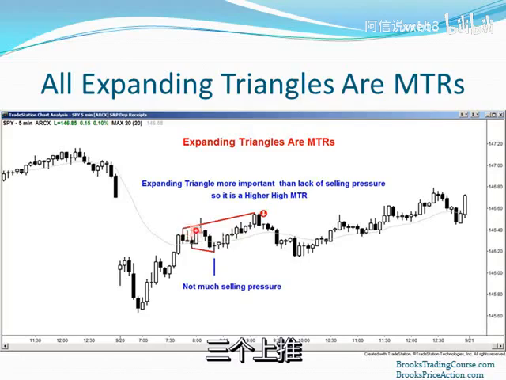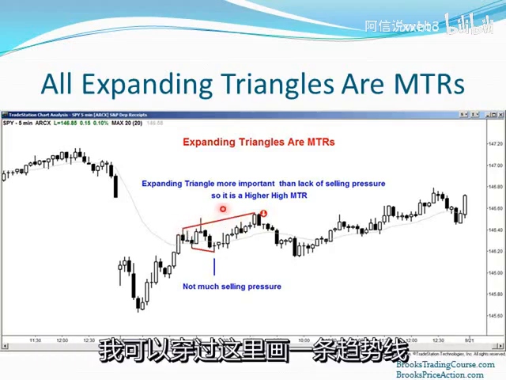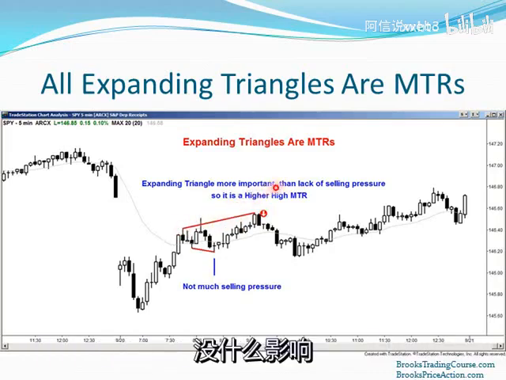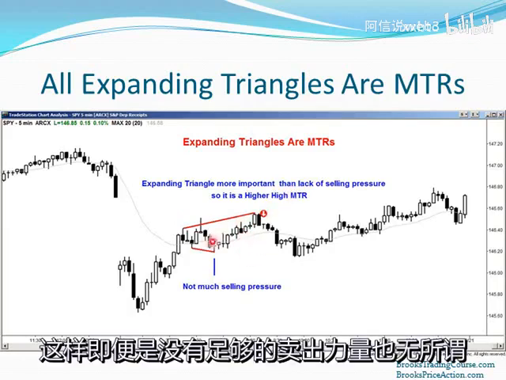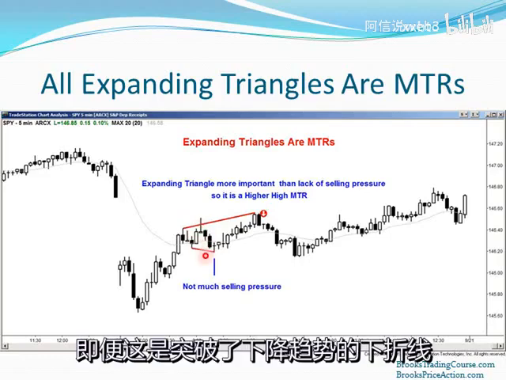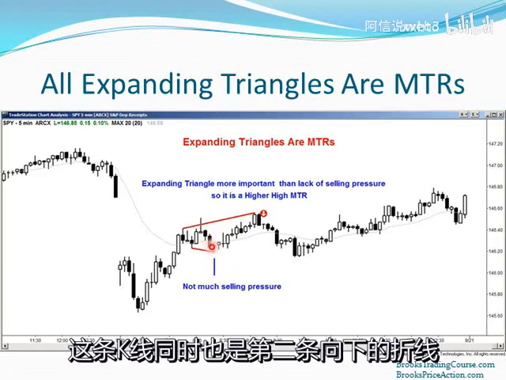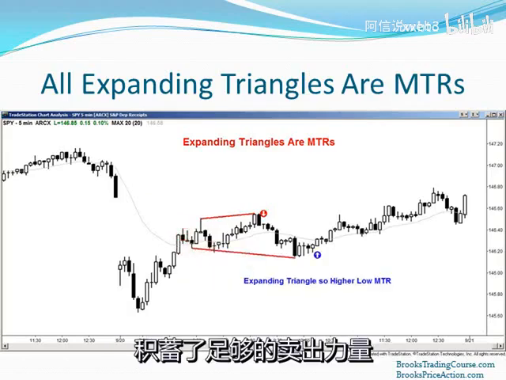This is what I mean by the expanding triangle. 3 pushes up. Obviously the second one went above the trend line connecting the first and third. I could have drawn the trend line across here and it would have gone up here somewhere. It doesn't matter. It's basically an expanding triangle. And that overcomes the lack of selling pressure in this break below the bear trend. Because you had 2 legs down, and even though this is the one that was the breakout below the bear trend, these 2 bars, it's also the second leg down. So we've had pretty decent selling pressure in the first 2 legs down.